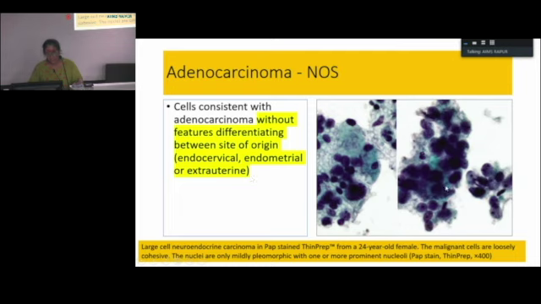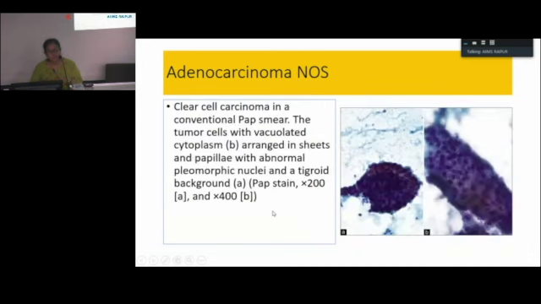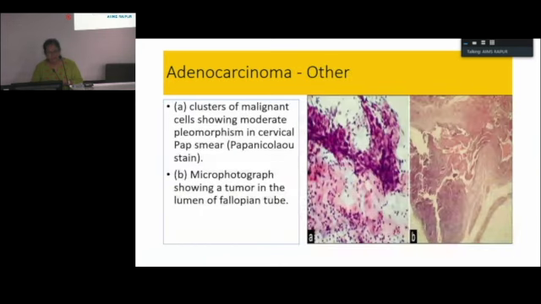Here, ultimately, the diagnosis was a large cell neuroendocrine carcinoma. Okay. But it can also be a cervical lesion. For example, this smear turned out to be an adenoma malignum. And this turned out to be clear cell carcinoma. And this was a glassy cell carcinoma. But they were all in cytology called as adenocarcinoma, NOS. Similarly, you can have fallopian tube and others.